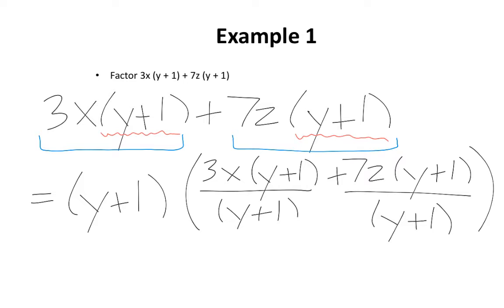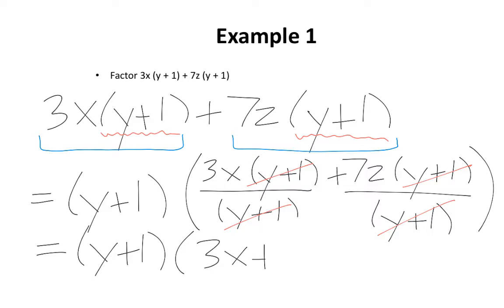As you can see, we can simplify this further. When you have something divided by itself, it becomes 1, and 1 pretty much disappears. So that would cancel out, that would cancel out, which would leave us (y plus 1) multiplied by (3x plus z). And like I've mentioned before, you can always use the distributive property or the FOIL technique to double check your answer.